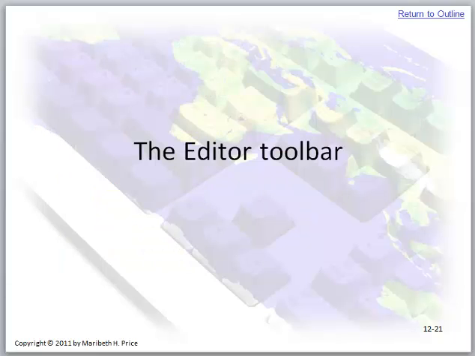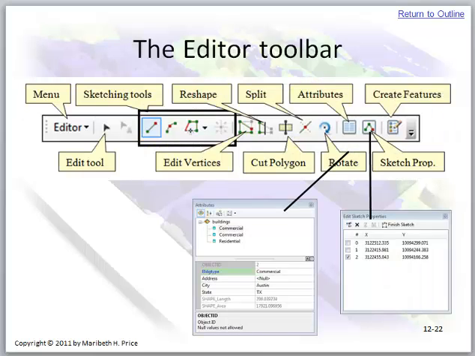The editor toolbar. Lots of new icons to learn. We'll have a new toolbar. There'll be a menu, an edit tool. These are the sketching tools. This is how you edit vertices. This is how you reshape. Cutting a polygon, as we talked about a couple slides ago. Split a line. Rotate. The attributes, you'll use this a lot. The attributes, the sketch properties, and also create features.